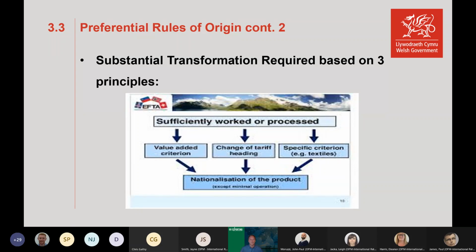So that can either be adding value to the product, or it can be by working the goods so that it changes their customs tariff heading. So you buy in a product under one heading, you work it and it becomes a different product heading. And in some cases, a special criterion exists in agreements where if a certain process takes place on products, then that becomes enough to create the origin of that particular country. So each of these can lead to the nationalisation of the product.